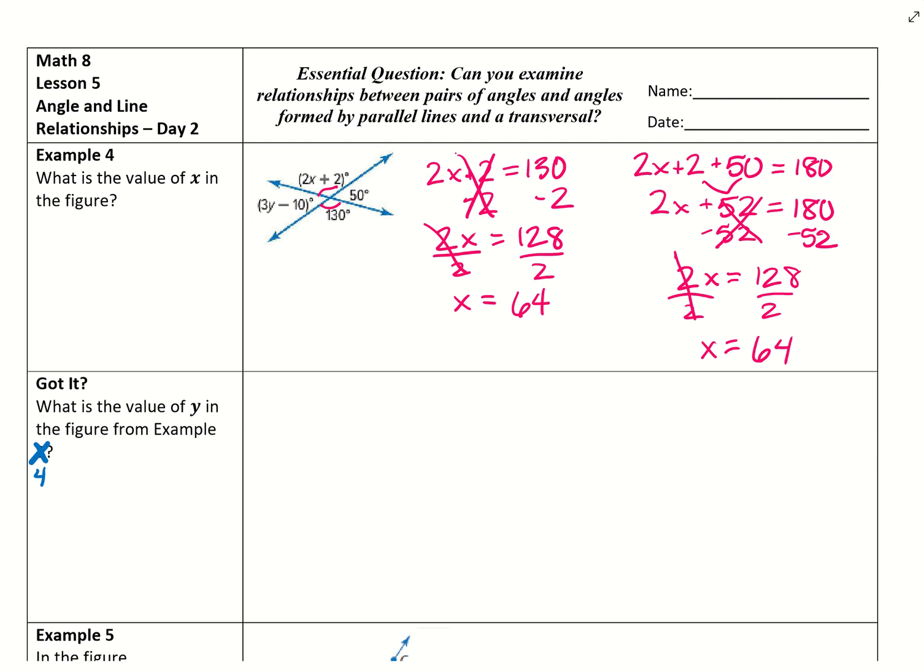Okay, so both ways gets you the same answer. Just pick the one that works best for you. Personally, I'd pick the vertical angles because there's less steps, less to write down. So either one's fine, though. Go ahead and do the got it problem there. It says, what is the value of y in the figure from example 4? So go ahead and pause the video, do the got it problem, and then we will come back and check that together. So pause the video.